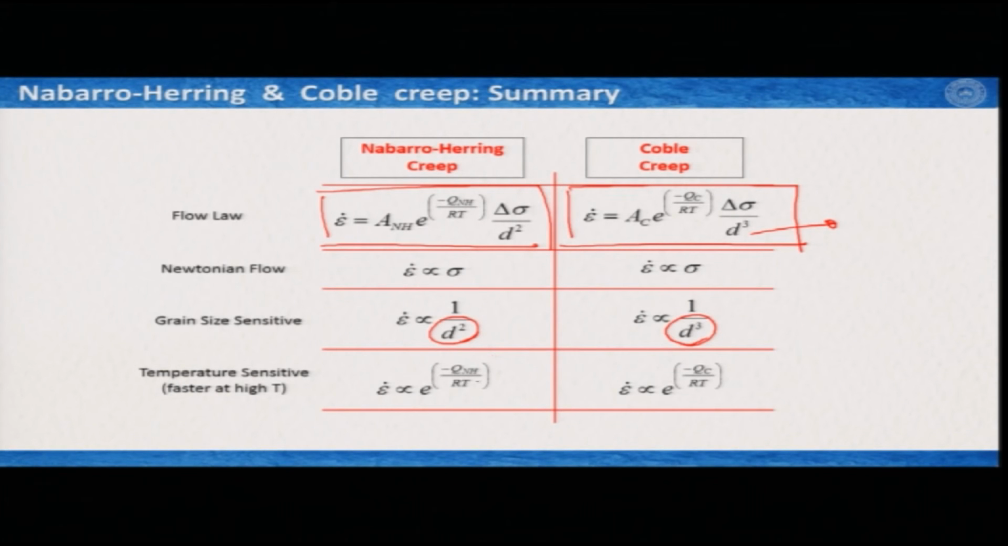Now, why is it so? Clearly, this is less grain size sensitive than this one. So you know that in Coble creep it has to move along the grain boundaries. So the shorter the grain size, the faster is the process. But if it is happening within the grains, then it has to pass through the grain, so it is not as grain size sensitive compared to Coble creep. Therefore, in the equation it is cubed and it is squared, and as we have learned, both of them are temperature sensitive, and generally happen at very high temperature.